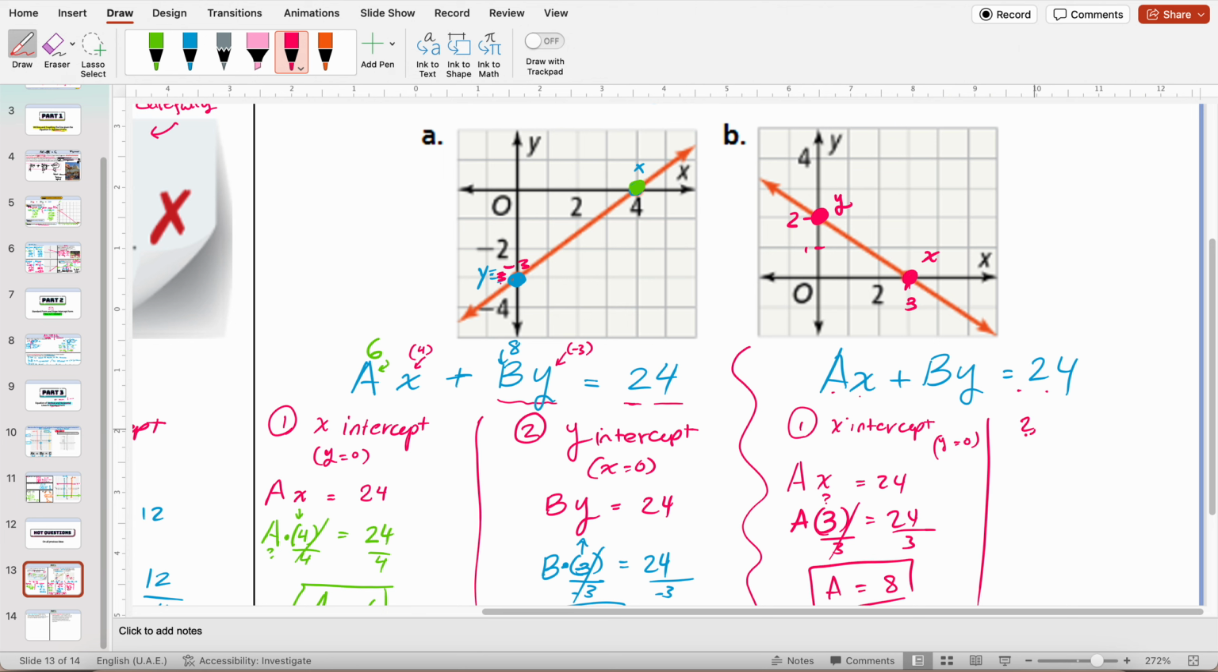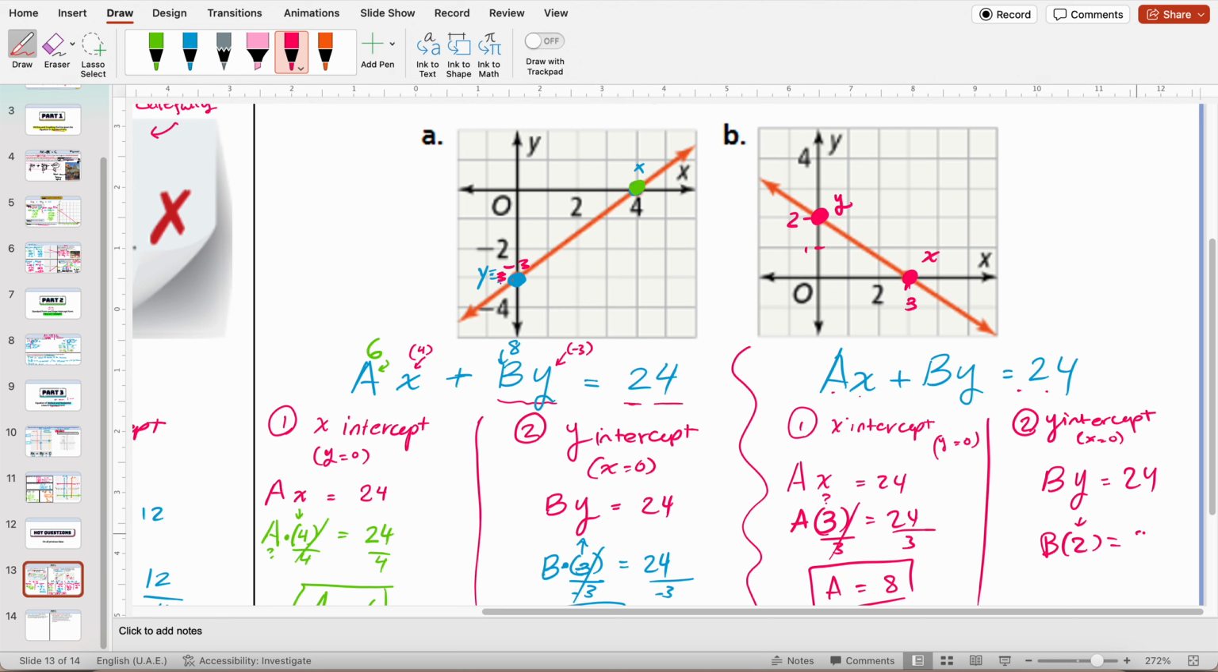To find b, I will use the y-intercept, because b is next to the y-intercept basically. So I will find by equals 24. Where did the ax go? Because y-intercept means the x is 0, so therefore the ax will disappear. So what is y? They told me from the graph, it's 2.